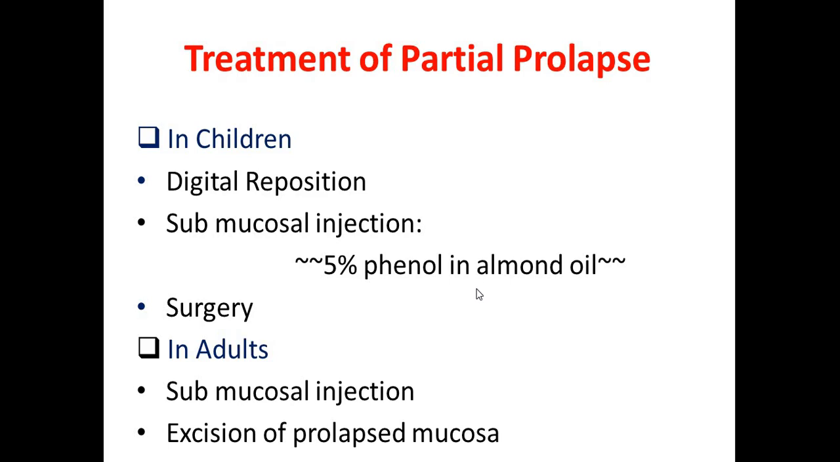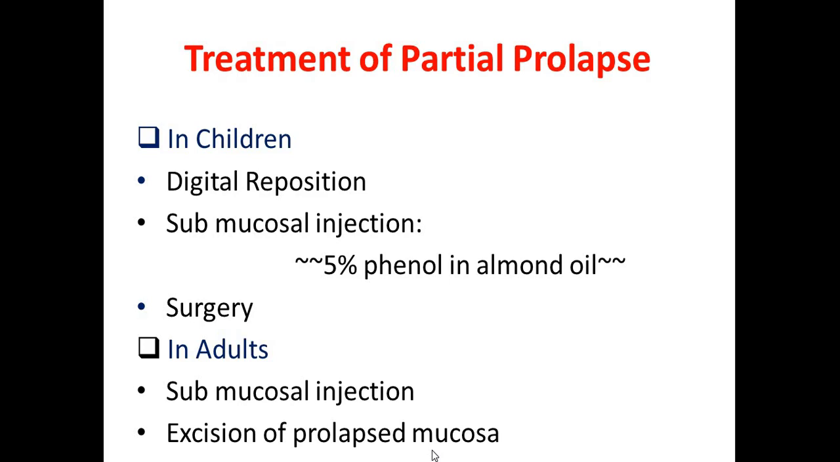This submucosal injection induces an aseptic inflammation, which leads to formation of adhesions between mucous membrane and the muscles, and it prevents the protrusion. So third option is surgical removal of the prolapse. In adults, first option is submucosal injection and then excision of prolapsed mucosa.